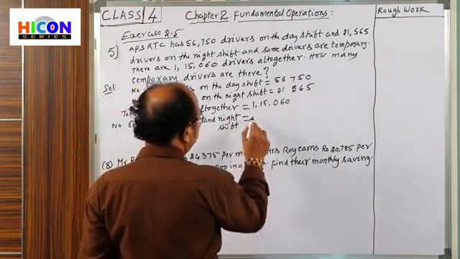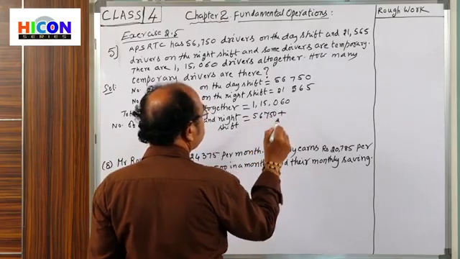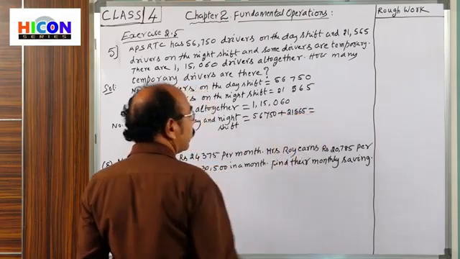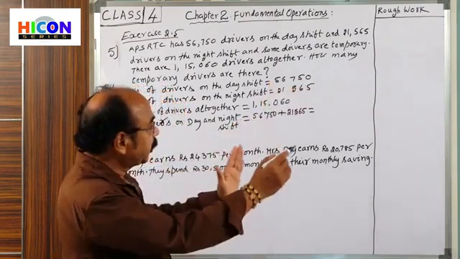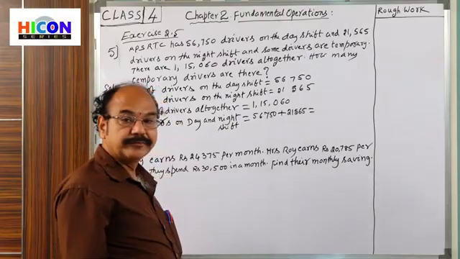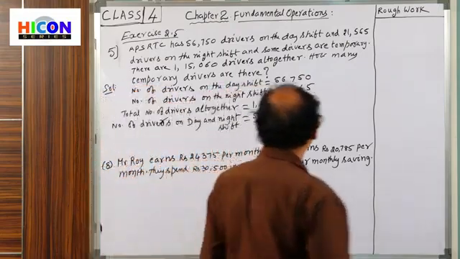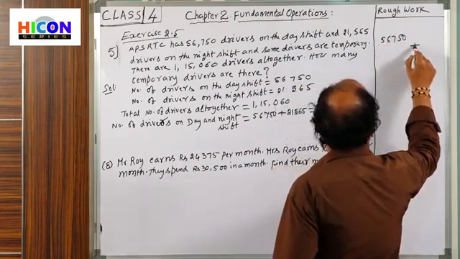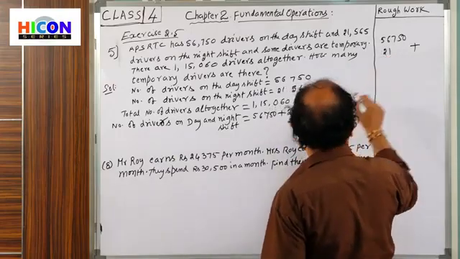That means 56,750 plus 21,565. Show the addition in the rough margin. In the side margin, you show the addition. That margin work is compulsory. So 56,750 plus 21,565.